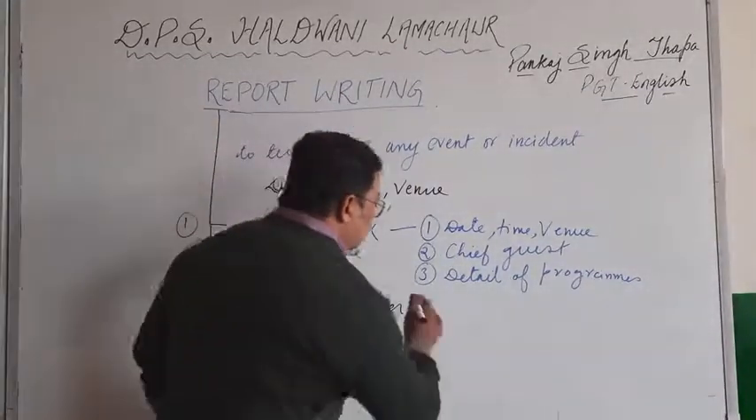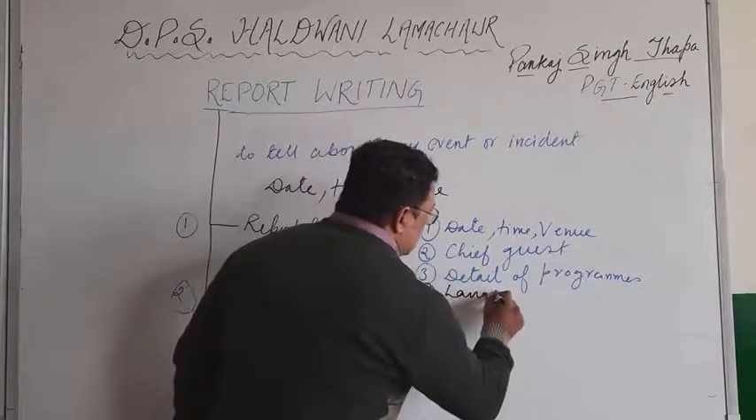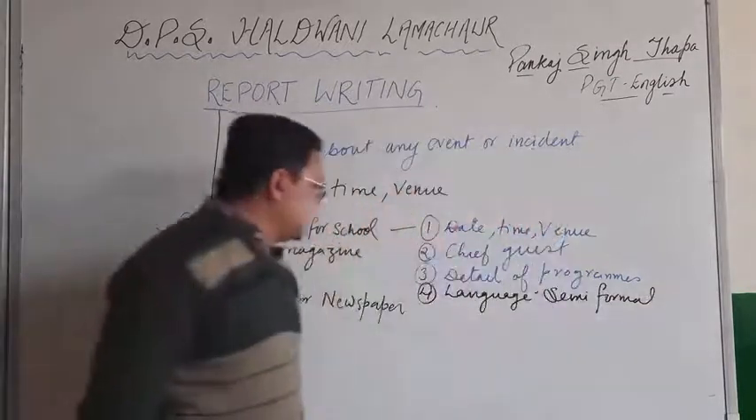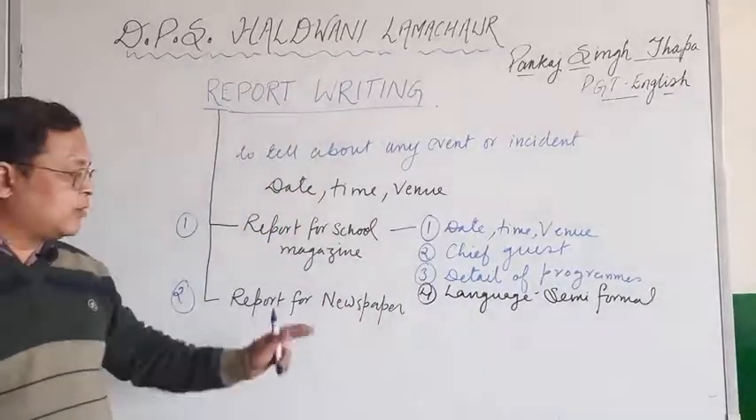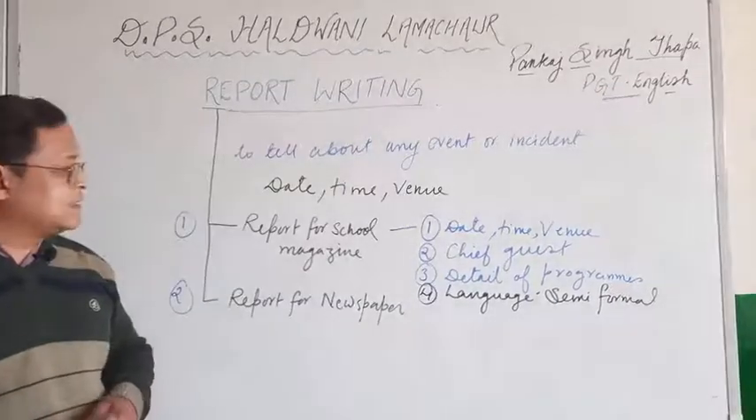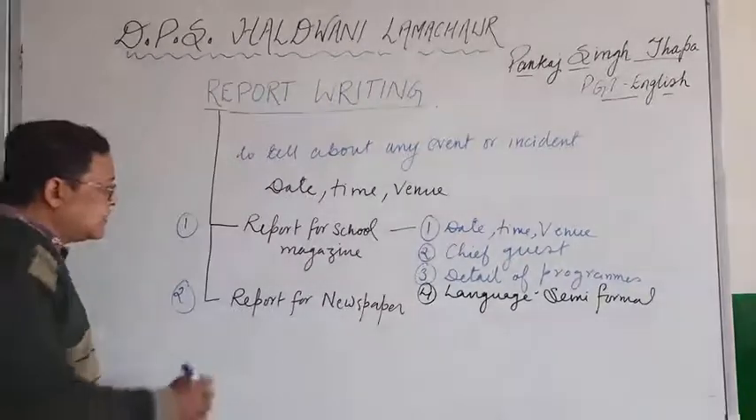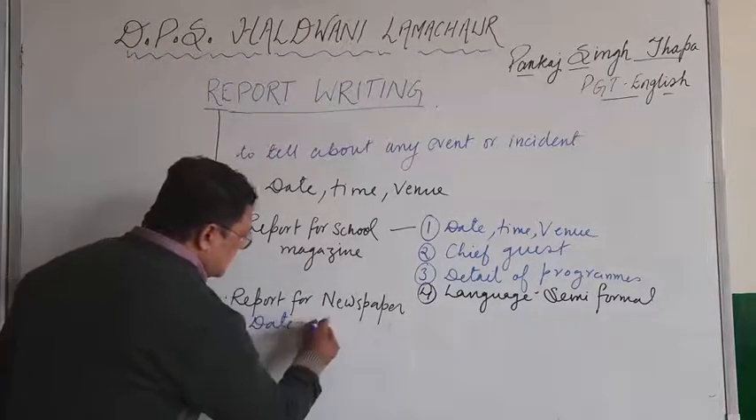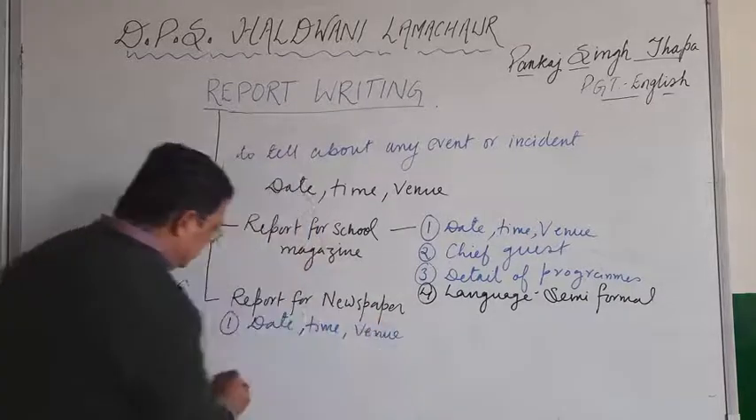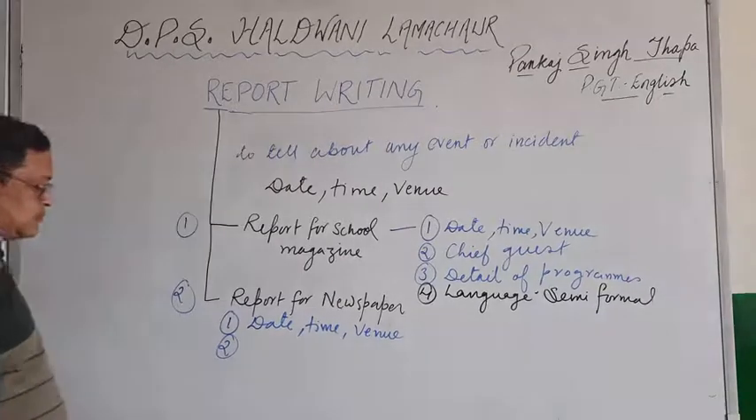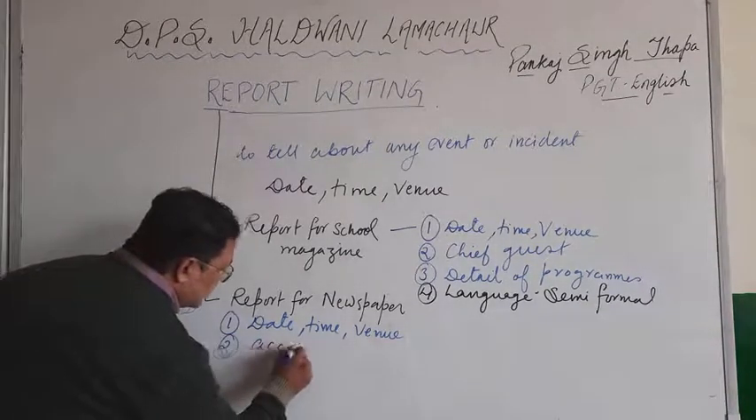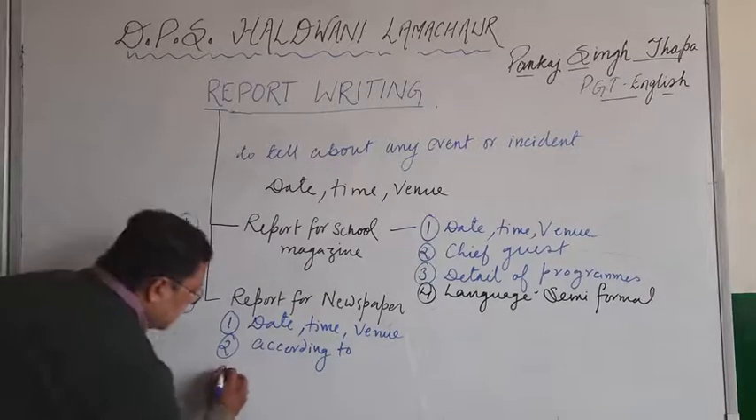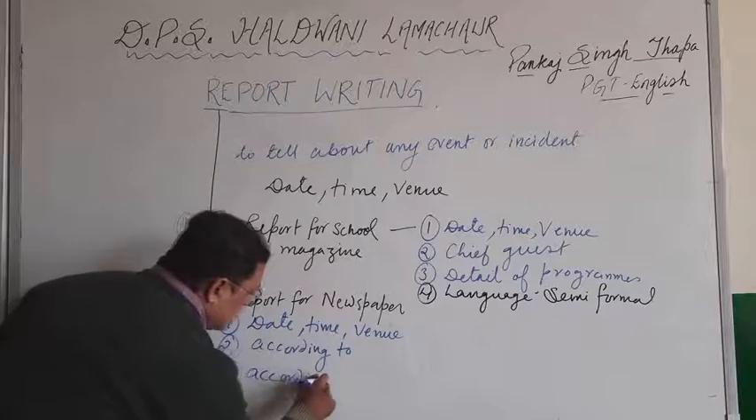The fourth thing which is very important is that the language must be semi-formal. We don't use formal language, we use semi-formal language in a report for a school magazine. Now, if it is a report for a newspaper, the first point is the same: date, time, venue. Second, we generally use a phrase, children, "according to", and during the detail, "according to".